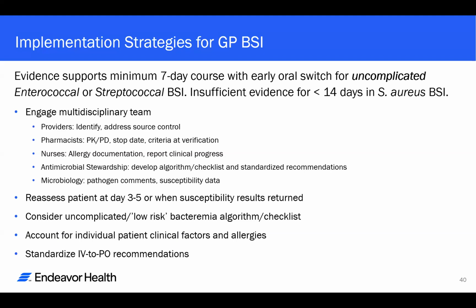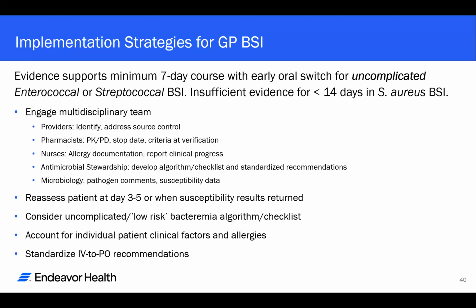Of course, with Staph aureus bacteremia, we're still staying at a 14-day mark there. And then again, we want to engage that multidisciplinary team and reassess our patients at day 3 to 5, or whenever we get our susceptibility results. At our institutions, we get all of our microbiologic results in real time, going straight to our pharmacists. So we're able to act on those in real time, which is really nice. So we don't really use an antibiotic timeout for our population. That works really well.